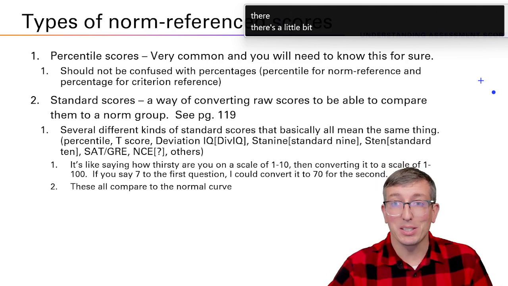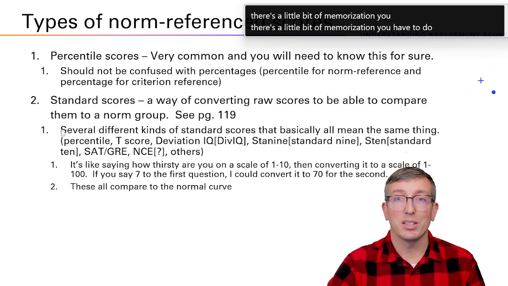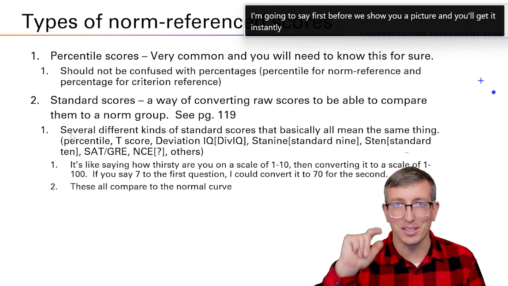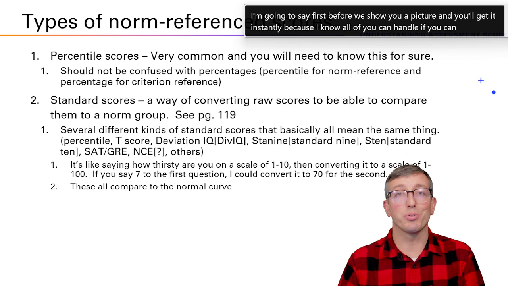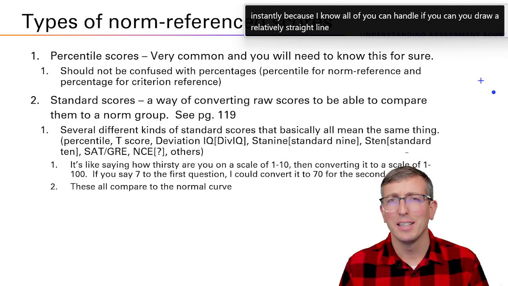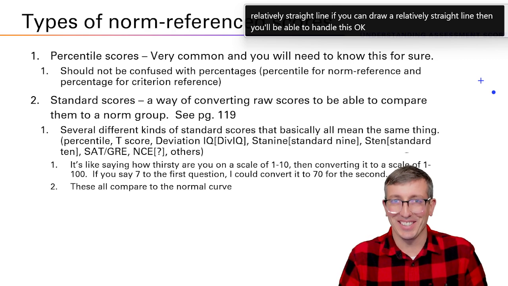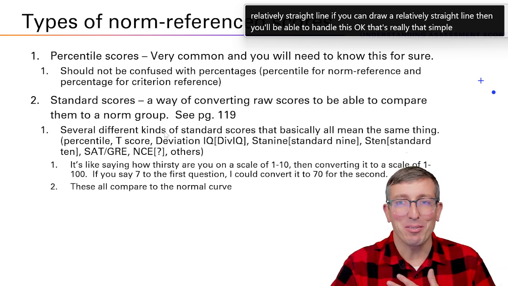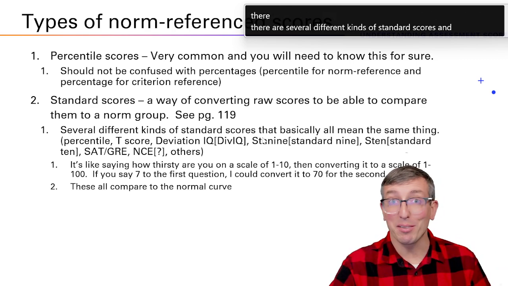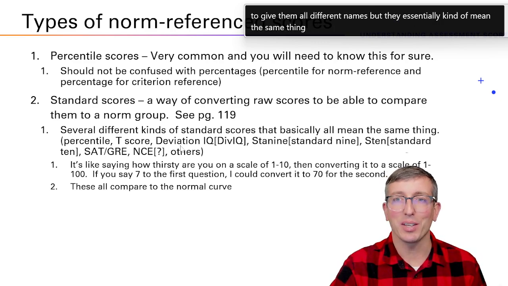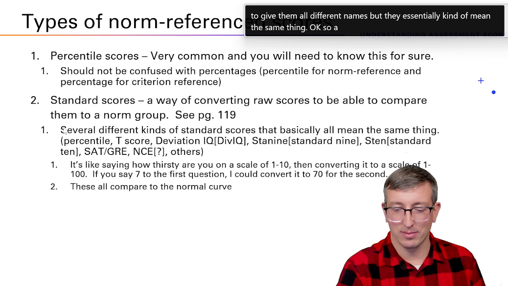There's a little bit of memorization you have to do, but here's what I'm going to say first before we show you a picture, and you'll get it instantly because I know all of you can handle this. Can you draw a relatively straight line? If you can draw a relatively straight line, then you'll be able to handle this, okay? It's really that simple. There are several different kinds of standard scores, and we're going to give them all different names, but they essentially mean the same thing.